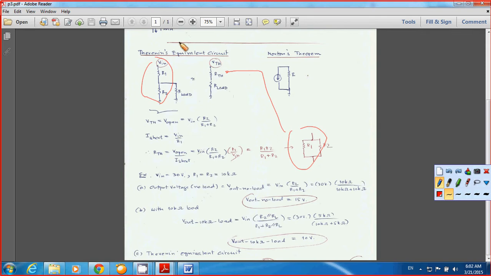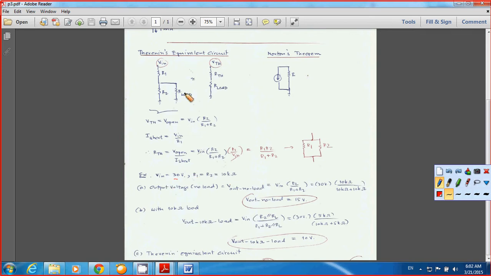That's the Thevenin equivalent circuit. Now take a look at an example. If I have V in equal to 30 volts, and R1 equal to R2 equal to 10k ohms, I want to point something out here.